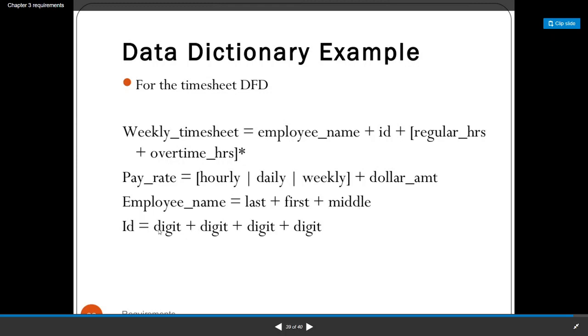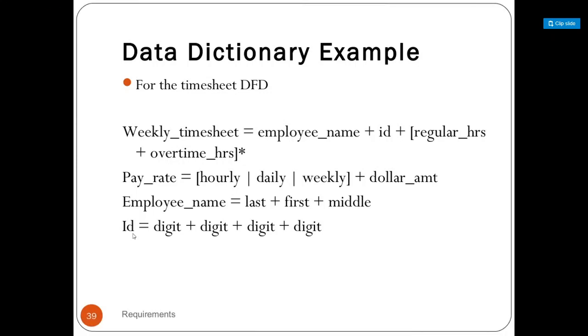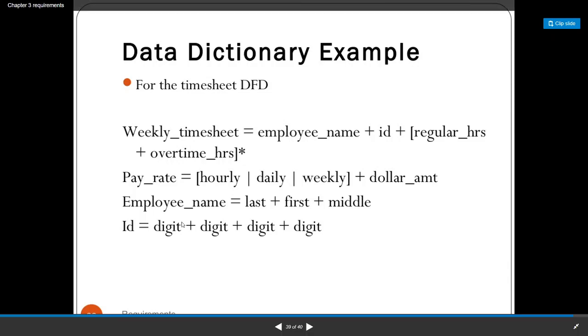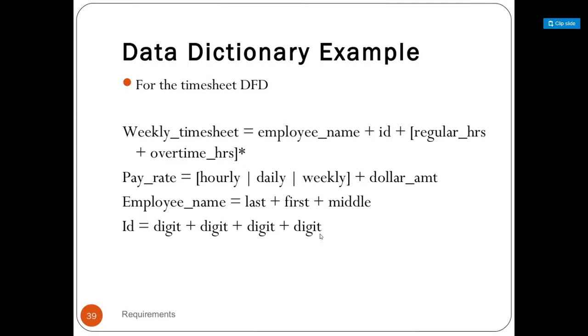To make it understood, if I say it's ID, you do not know what kind of ID it could be. It could be with alphabets, with the designation name, whatever it is. But if it is said that digit plus digit plus digit plus digit, it's understood that it does not have any alphabets in it, and only a 4-digit ID will be there for the employee ID. So this is the data dictionary for understanding the data flow diagram better.